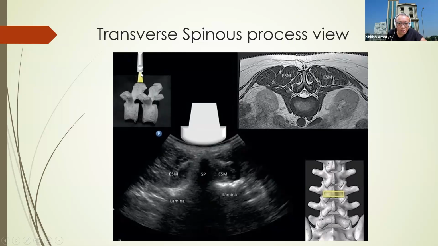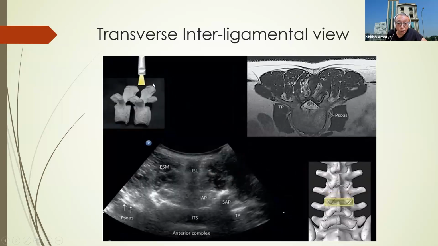And if we just slide the probe more downward or upwards to the level in between the two spinous processes, this is called transverse interligamental view. So here we are viewing into the spinal canal through the interspinous ligament and supraspinous ligament. This is not the spinous process, but this is the interspinous ligament, and through the interspinous ligament we can nicely see the anterior dural complex. We can see the posterior dural complex.